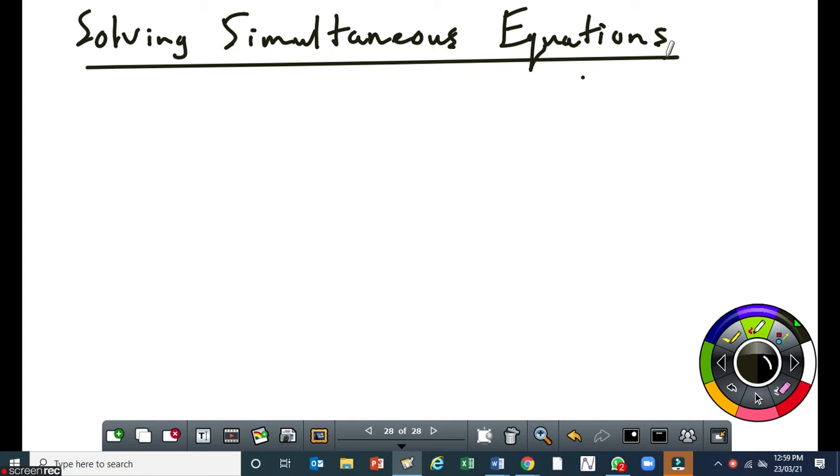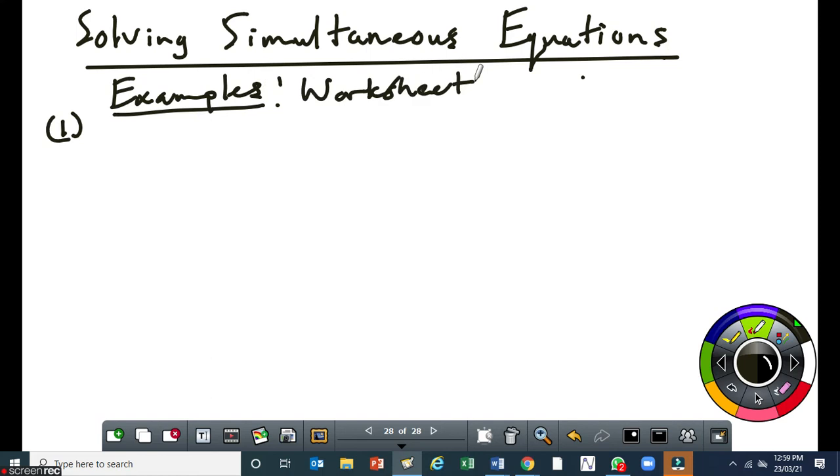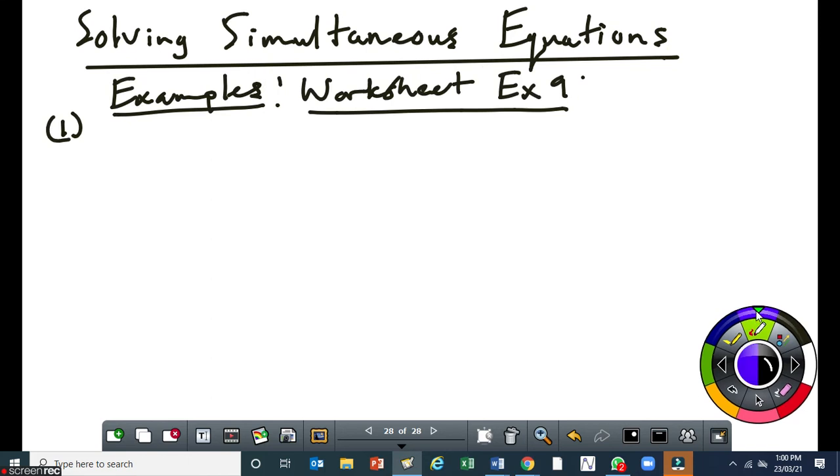Right, so I'm going to start with a simple one. This is from the worksheet, Exercise 9. So I'll start with a simple example. You have x plus y equal to 2. Then the second equation is x squared plus y squared equal to 52.